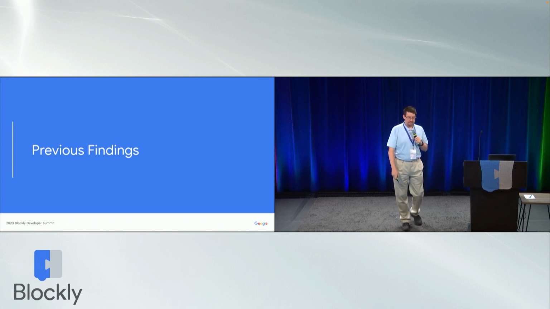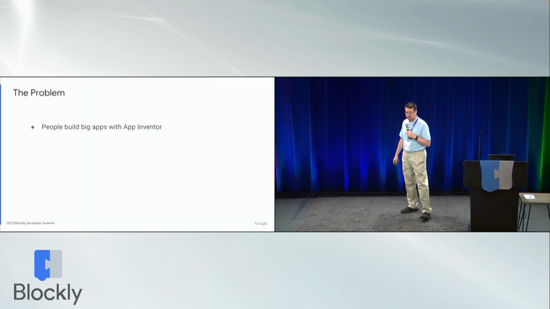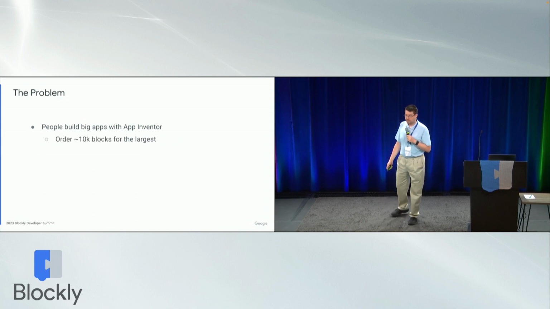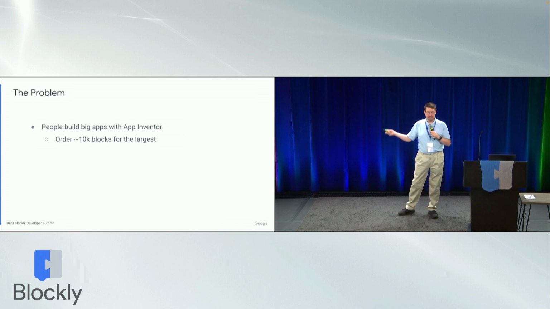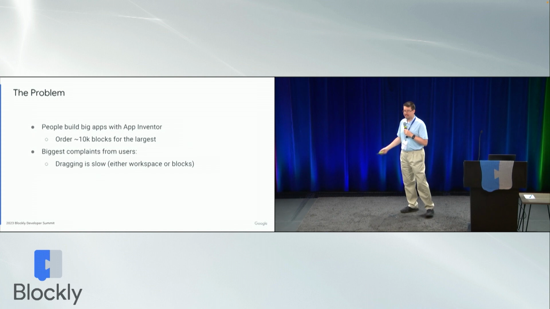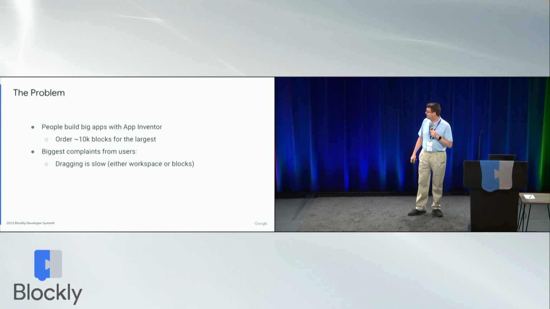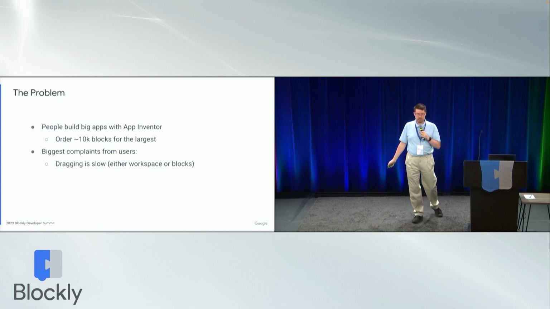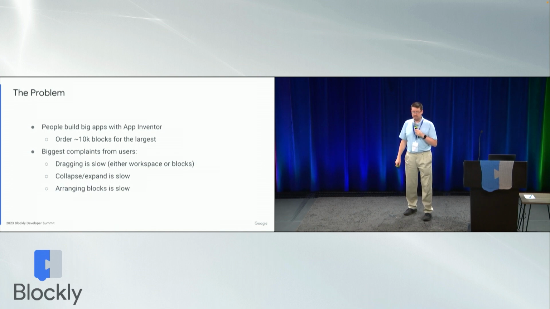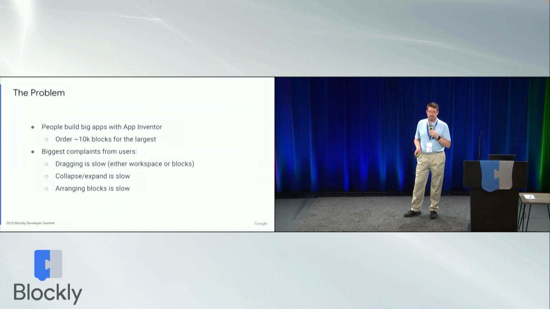So here are the findings I have from 2019. People actually build really complicated projects in App Inventor. Some of the projects at the time were close to 10,000 blocks in terms of size. And we had a couple different complaints from users. One is that dragging stuff around was slow. And the first thing we did was we turned off the drag layer, and that actually improved performance for a lot of our users. Collapsing and expanding blocks was very slow, and arranging blocks is very slow. In that talk, I talked about how we've improved a lot of those things, and a lot of that functionality has been brought back into Blockly Core.